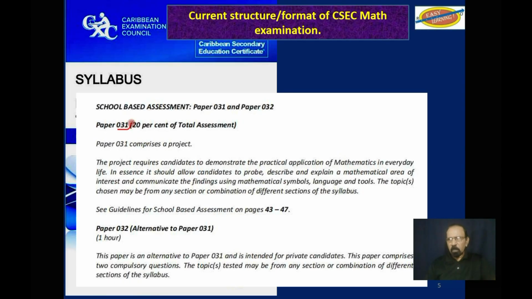Paper 3.1, or 031. If you are in school, this is better known as the school-based assessment, where your teacher will give you some kind of project to investigate, collect data, and then analyze the data. If you are not in school and you are writing this exam as a private candidate, then you would write 032, which is the alternative to this paper up here. It runs for 1 hour. Instead of collecting your own data, you will be given data and asked to do statistical analyses on the given data.